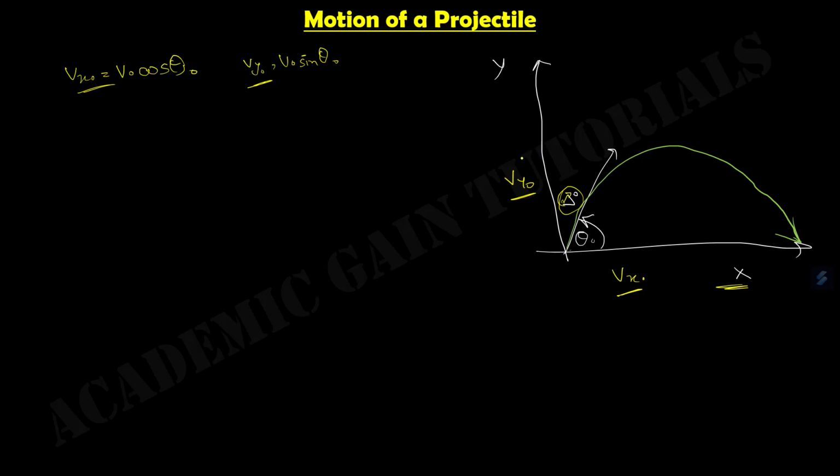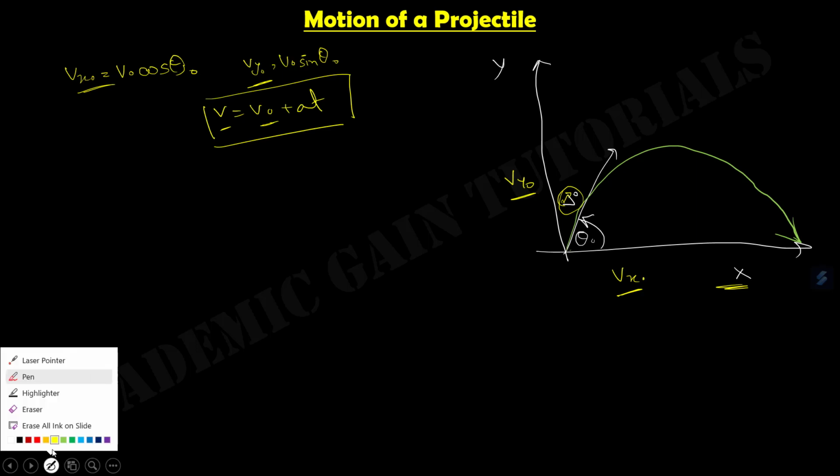Now coming to the next one, we know an equation like v equals v naught plus at. In linear motion, we described this equation, and we can use this information. This is known as initial velocity and this is known as final velocity. So in the x component, the velocity of v naught will be after t time.